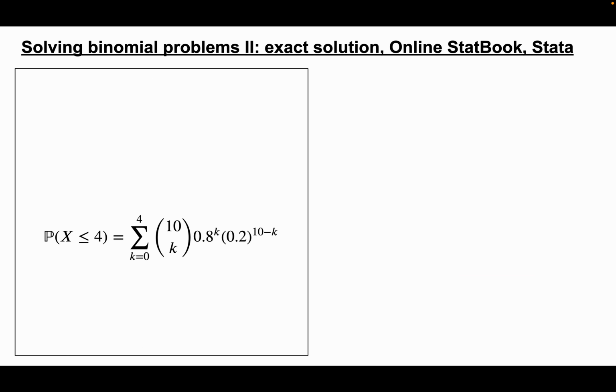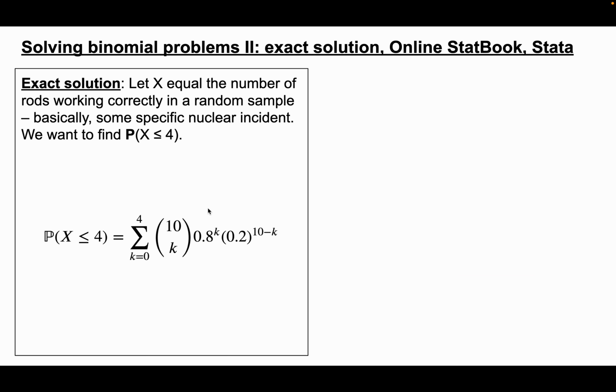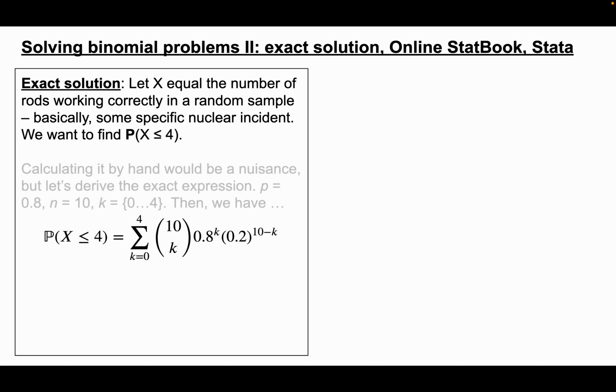So here's the way that we could solve this exactly. And as you can see, I kind of forgot to animate this, so there's a little preview there. Here's how we would do this, and ignore this for now. We'll let x equal the number of rods working correctly in a random sample, so basically some specific nuclear incident, and we want to find the probability that x is less than or equal to 4.